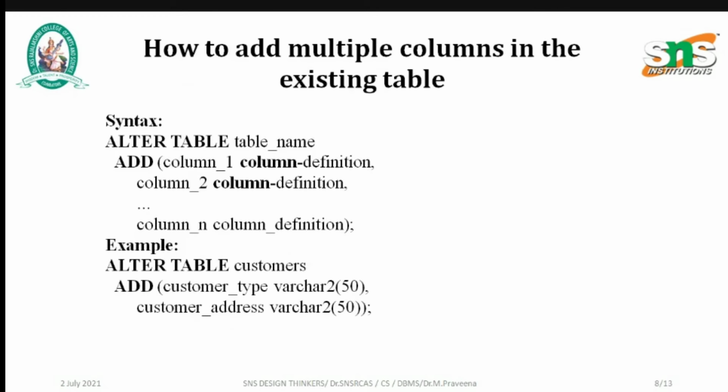Next, how to add multiple columns in the existing table. For adding multiple columns, we can use the same syntax. Inside the brackets we can give column 1, column 2, likewise n number of columns can be given. In the next example, you see here in the customer table, add customer type varchar2 of 50, customer address, customer email ID, customer mobile number. Like this, any number of columns can be added inside the existing table.